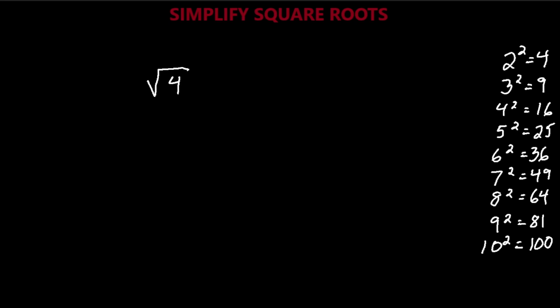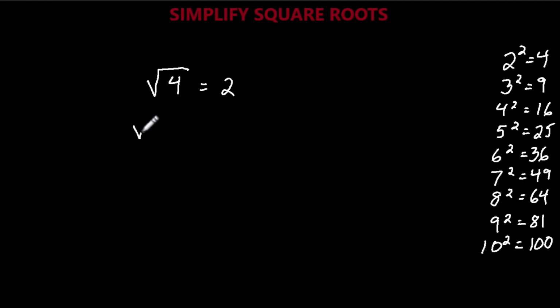Before we start, we'll list some of the perfect squares on the right side. 1 squared equals 1 isn't really of any help to simplify a radical, so we'll leave it off the list. So the square root of 4 is simply on our list. If we look at that, we get a 2 and it's brought outside.